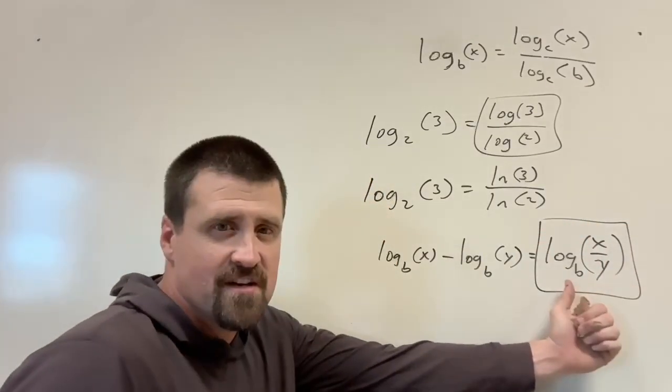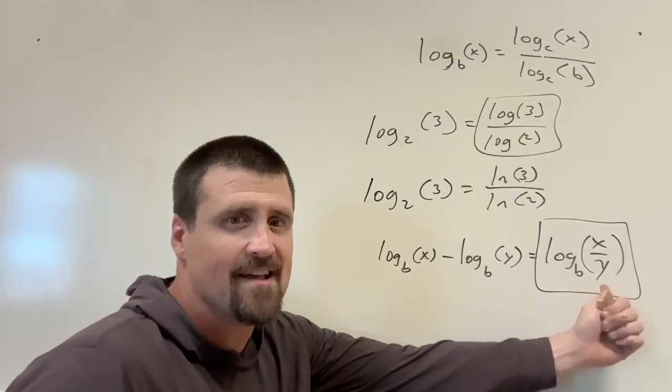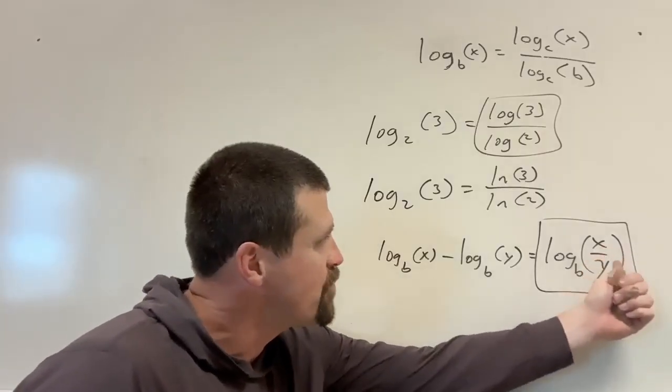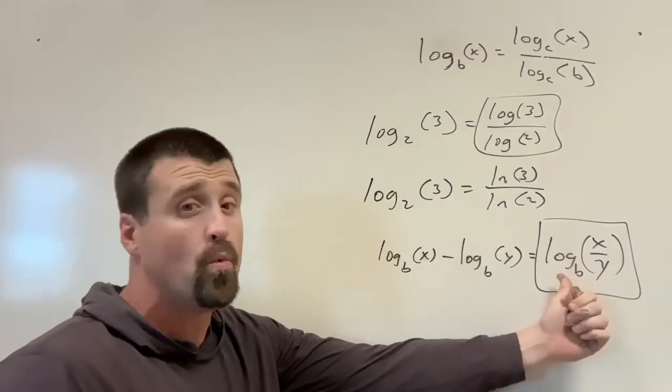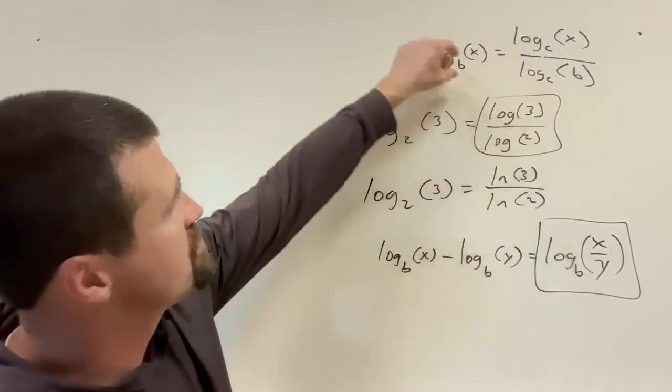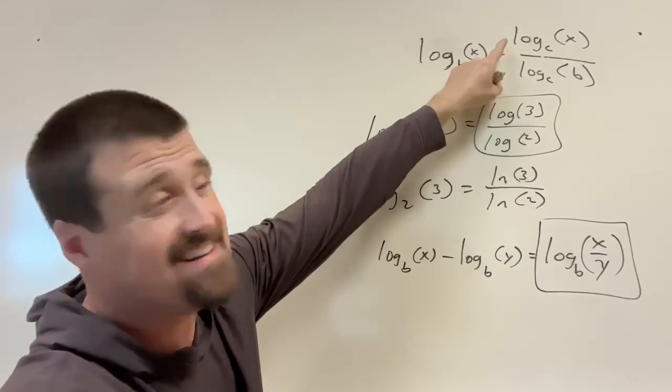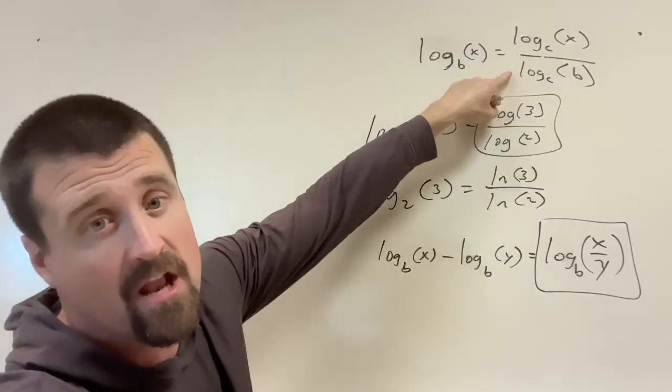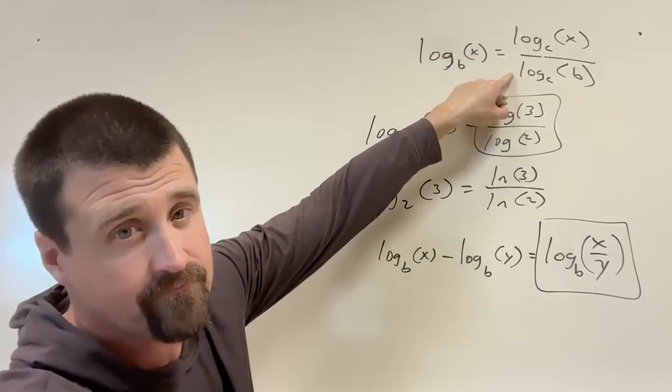This division is only inside the argument. It's x over y inside the logarithm. There's only one logarithm with division inside of it, as opposed to the change of base formula where it's an entire logarithm divided by another entire logarithm.